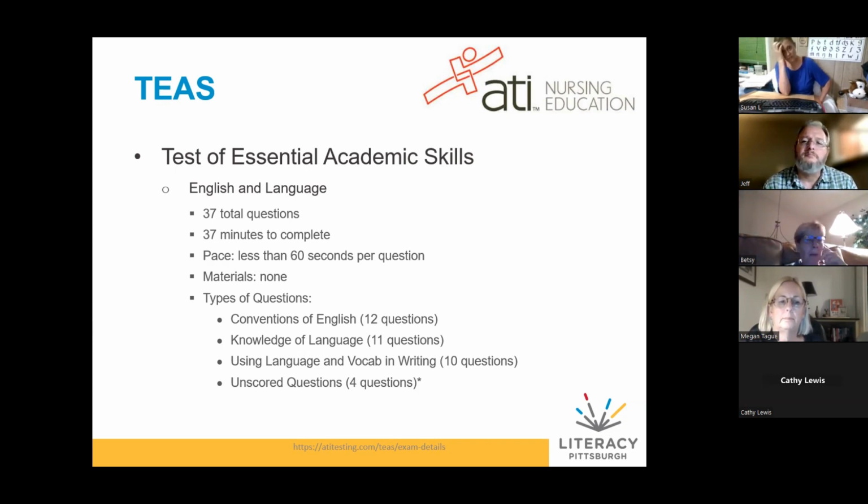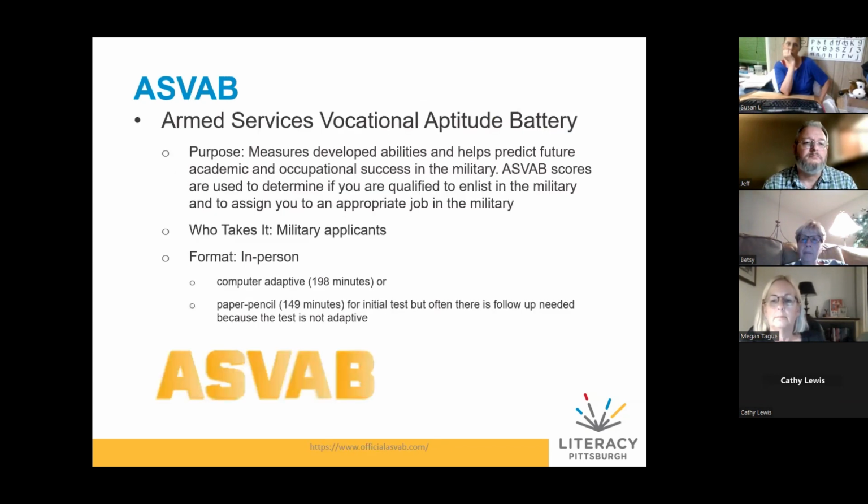That's the test that the students who want to take this test study for longest, because they have to do it all at once and feel prepared to do it all at once.